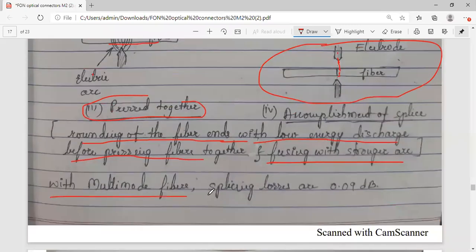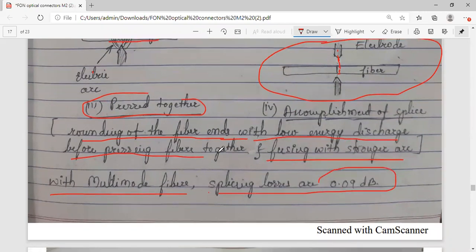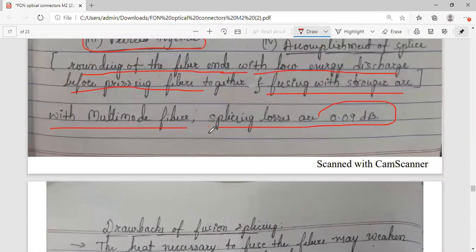With the multi-mode fiber, if you go for fusion splicing, losses are 0.09 dB. So very small compared to the remaining. You can see in the previous problems that we have solved, whatever losses have come, say 22, 49 dB, so they are more, 47, some 36 dB. You can just recall some problems which we have solved. So they are more. If you go for splicing techniques, the losses are 0.09 dB.